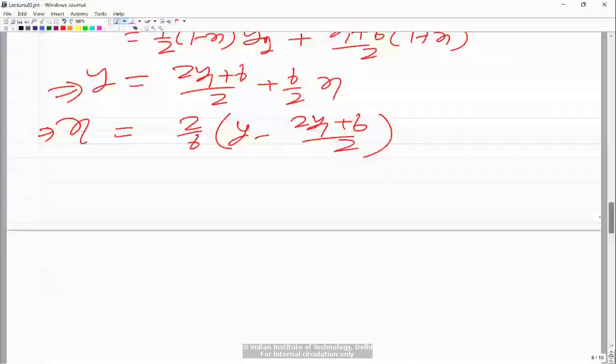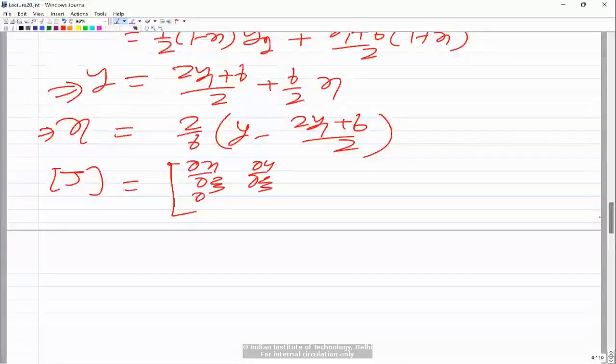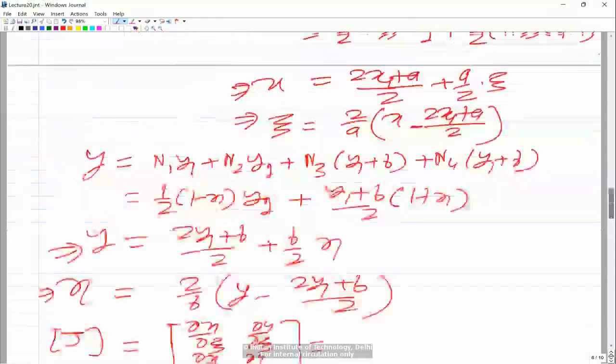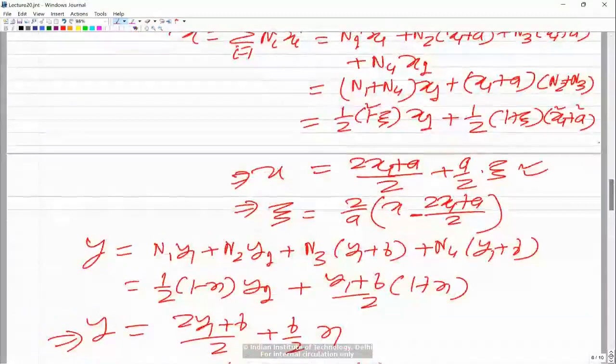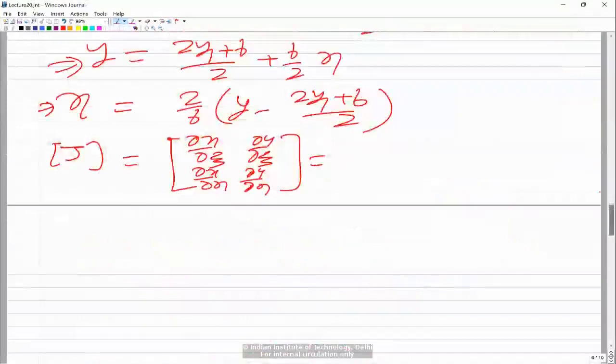So now if you want to look at J, the Jacobian matrix for this case, J by definition is del x by del xi, del y by del xi, del x by del eta, and del y by del eta. Now if you look at del x by del xi, this is the expression for x. If we differentiate it with respect to xi, we will get a by 2. It's a partial derivative.